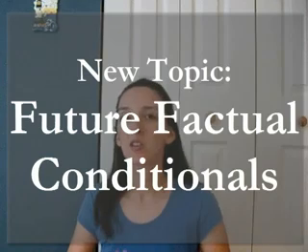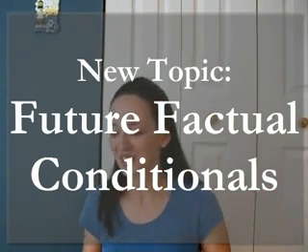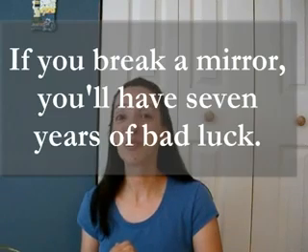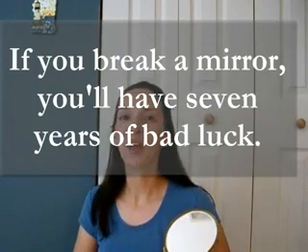Right now in Lesson 2, we're going to move on to a new type of conditional. Still factual, but moving to the future. Here's an example. Mirror. Now what happens if I break it? Do you know? 7 years of bad luck. If you break a mirror, you'll have 7 years of bad luck.